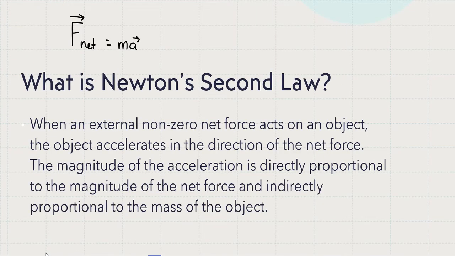Well, it's when an external non-zero net force acts on an object, the object accelerates in the direction of the net force. The magnitude of the acceleration is directly proportional to the magnitude of the net force and inversely proportional to the mass of an object. So that's where we get this idea that the net force is equal to the mass times the acceleration. And that's the formula that we're going to be working with now. This F net is equal to ma.